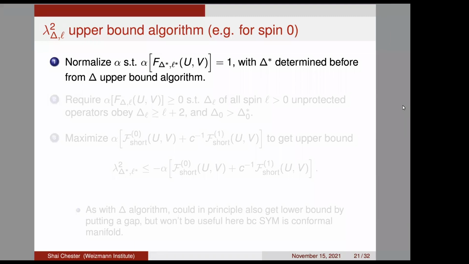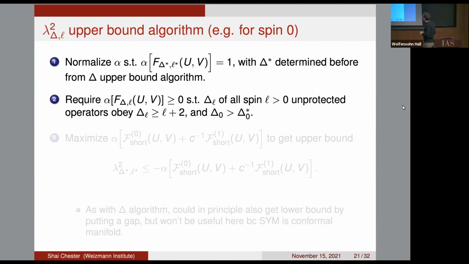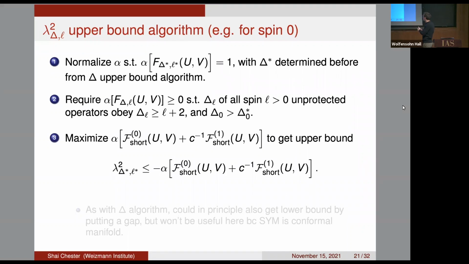Okay, great. Now I'll show this algorithm for the OPE coefficient squared. So now you normalize the functional such that it acts on a specific operator for some specific delta star and spin star. And then you require that alpha acting on these cross blocks for all the other delta and spin, again, is positive. This is the same step as in the scaling dimension algorithm. And now you maximize alpha acting on the short contributions. And so this then gives you an upper bound due to the crossing equations, which says that this OPE coefficient for this specific operator is less than or equal to negative times this functional.